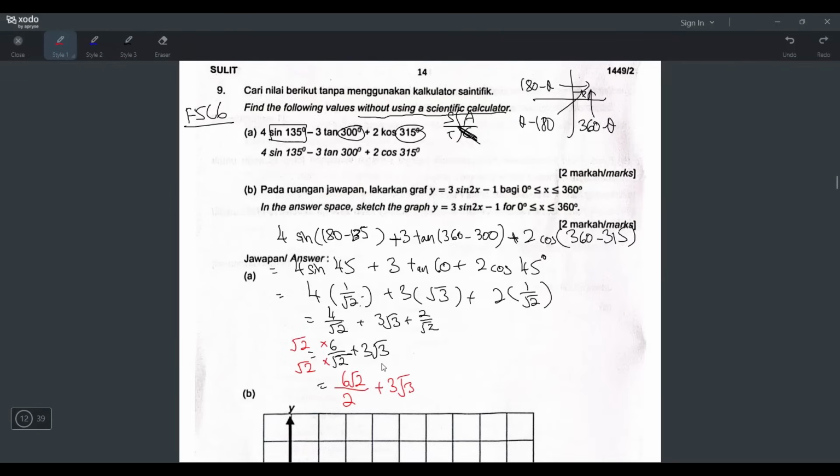Okay. And yeah, this is good. This is your answer. But wait. If this one is over 2, can I make this over 2 also? Because this one over 1, right? So let's make it over 2 for both. No. No need. This 6 and 2 can terus bahagi mah. So 6 and 2 can just cut, 6 bagi 2 dapat 3. So the final answer is 3 square root 2 plus 3 square root 3. And then no fraction already. Yeah, so this is the answer.